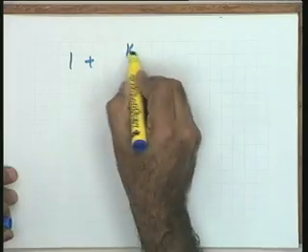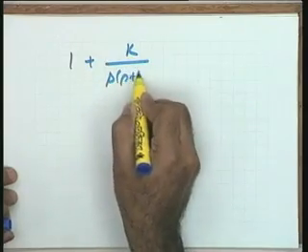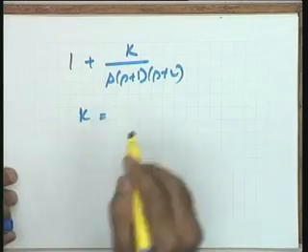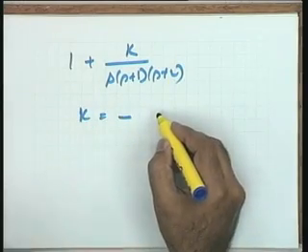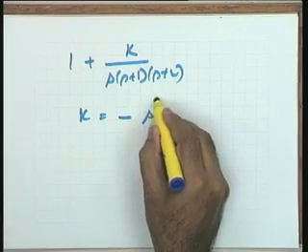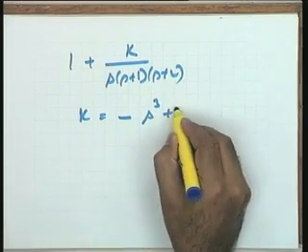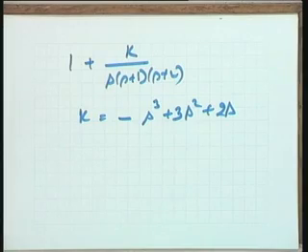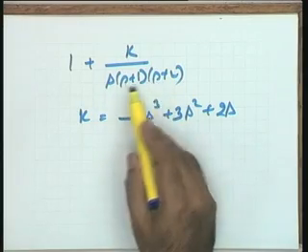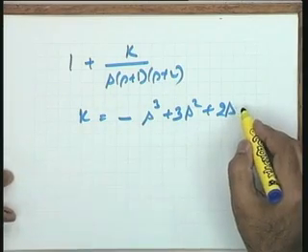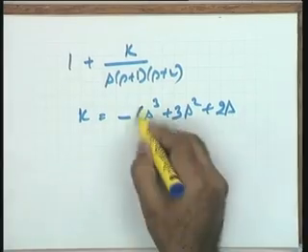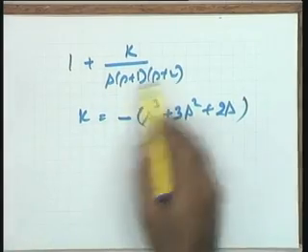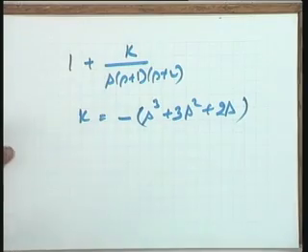1 plus k over s into s plus 1 into s plus 2 gives me k equal to minus, s cube plus 3s square plus 2s. Is it okay? So all negative. Yes, that's right. s square, 3s squared, that's fine. So this is your k, please.